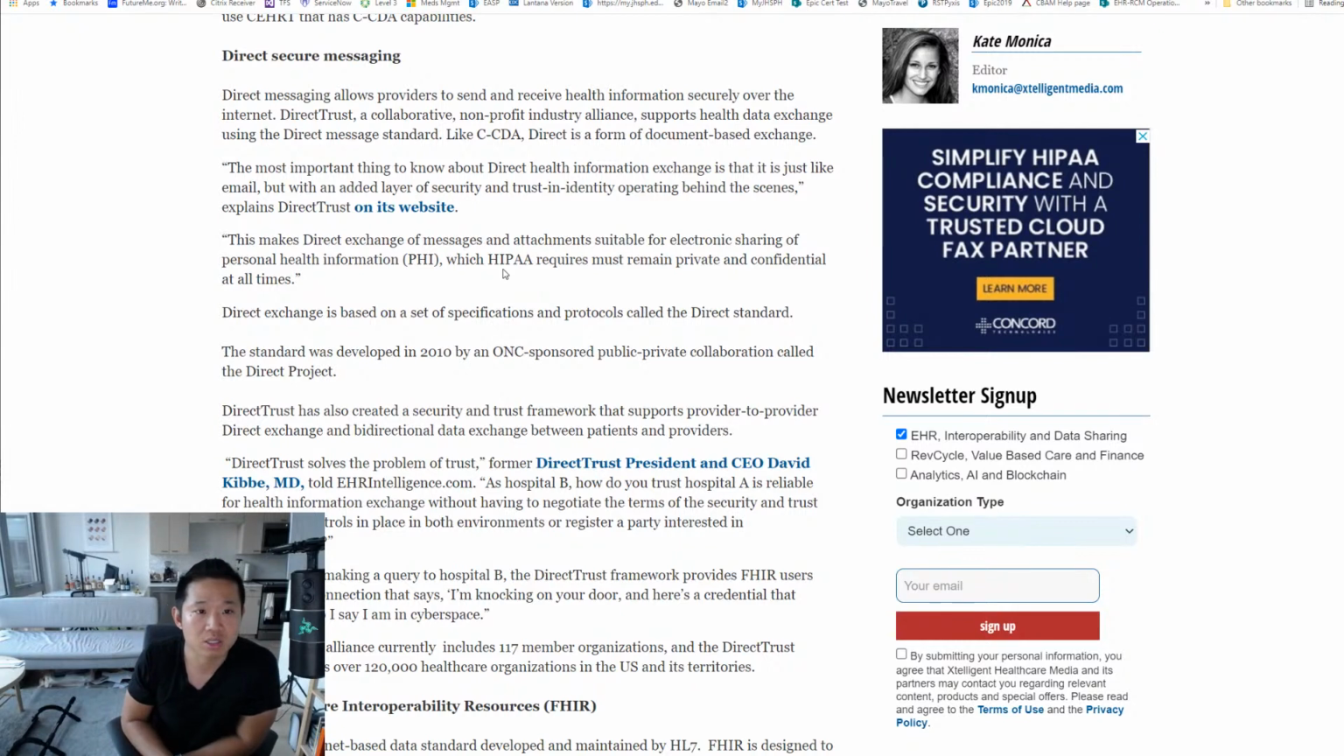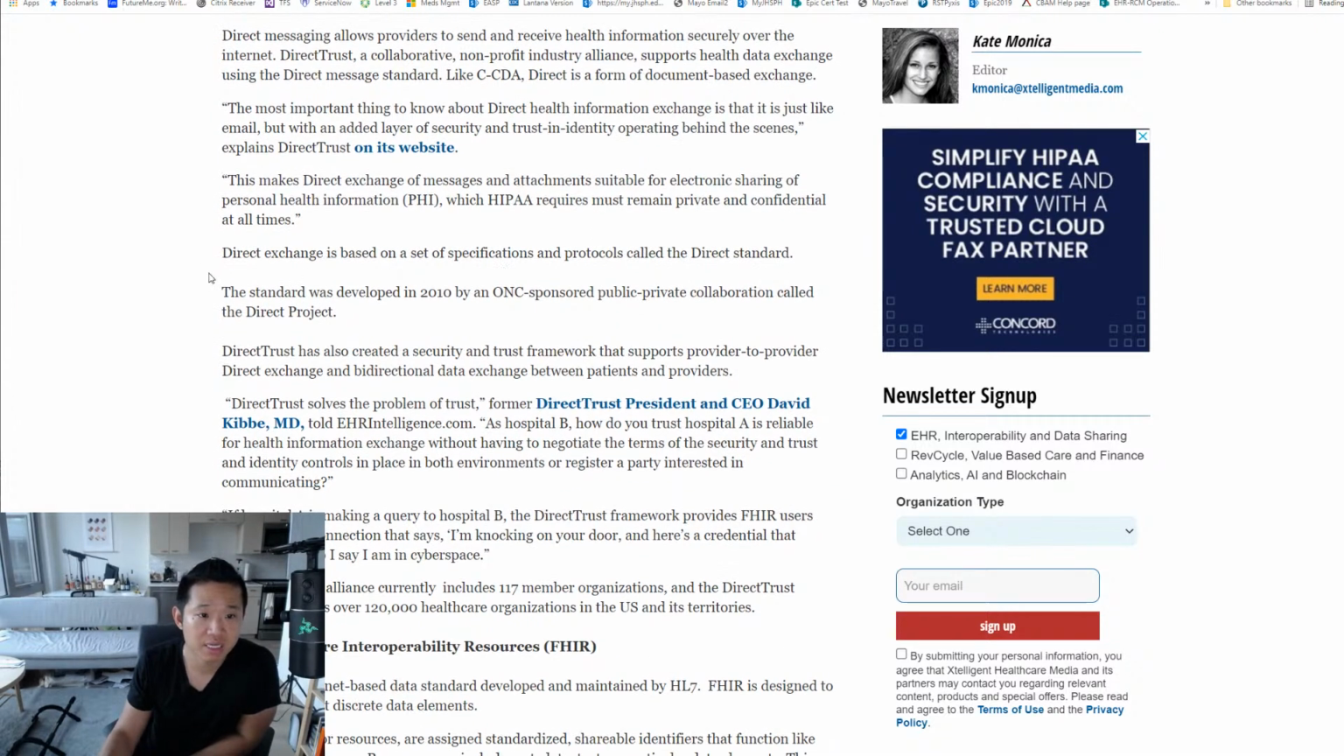Direct secure messaging. Direct messaging allows providers to send and receive health information securely over the internet. Direct Trust, a collaborative nonprofit industry alliance, supports health data exchange using the direct message standard. Like CCDA, direct is a form of document-based exchange. The most important thing to know about direct health information exchange is that it is just like email, but with an added layer of security and trust in identity operating behind the scenes, explains Direct Trust on its website.